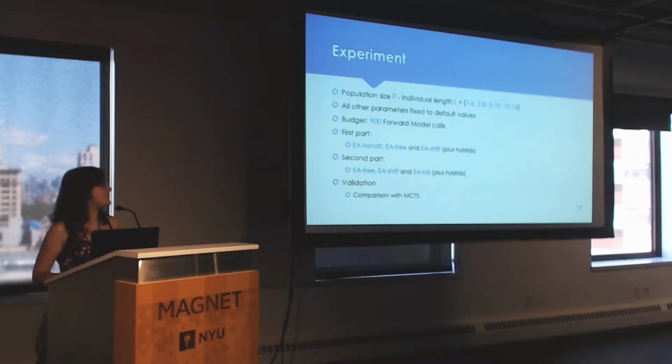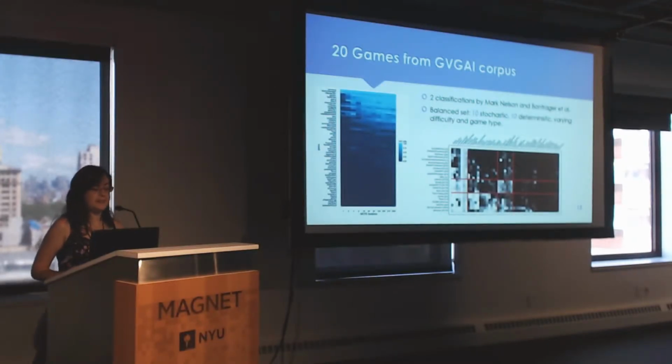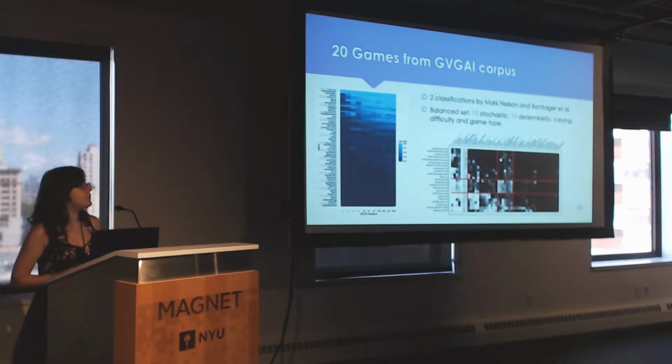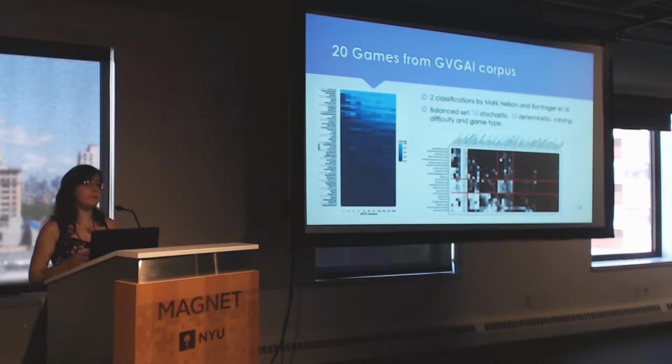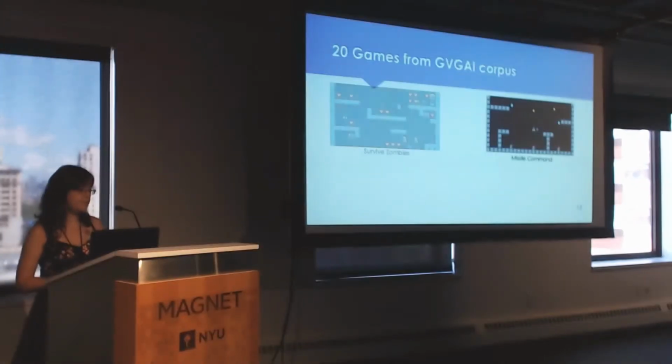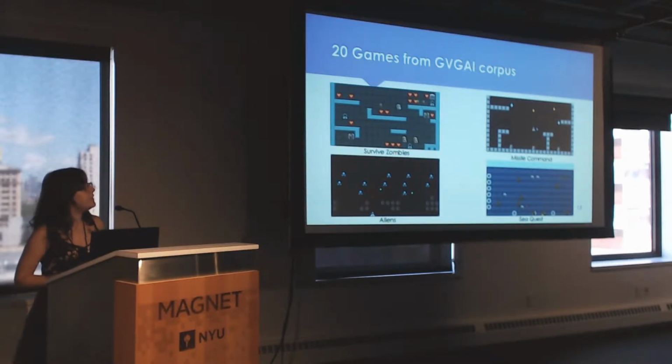of beating this algorithm. For the games that we selected, we chose two classifications in the literature that rank the games depending on the performance of Monte Carlo tree search or various other agents in the competition. And we randomly sampled from this, which would give us a nice distribution of game difficulty in our game set. And we ended up with 10 stochastic and 10 deterministic games of varying difficulty and game type. And these are just 4 of the games that we ended up with. Aliens has been briefly described before, and you might recognize Missile Command as well as a classic game.